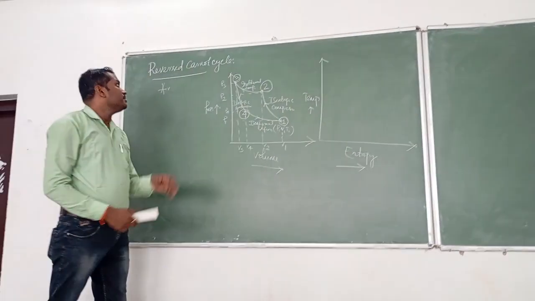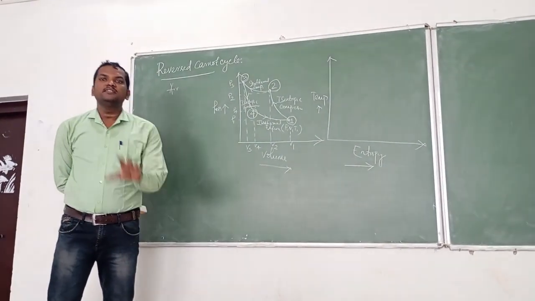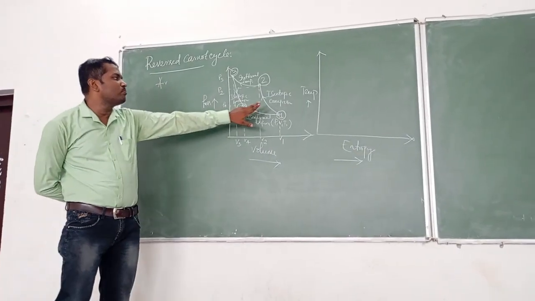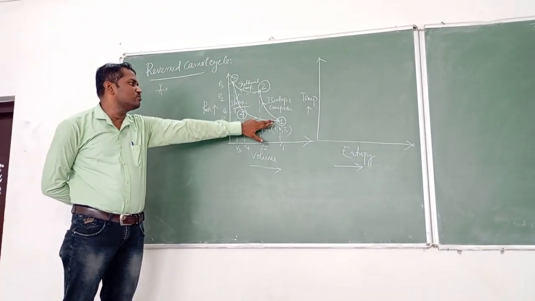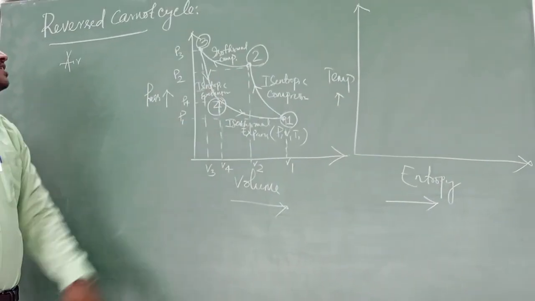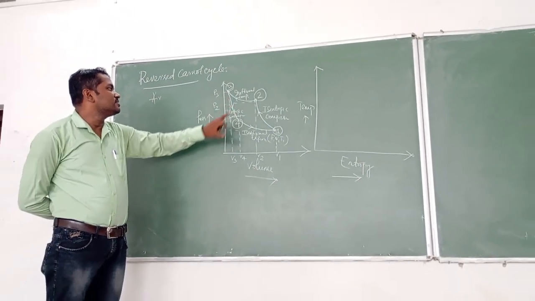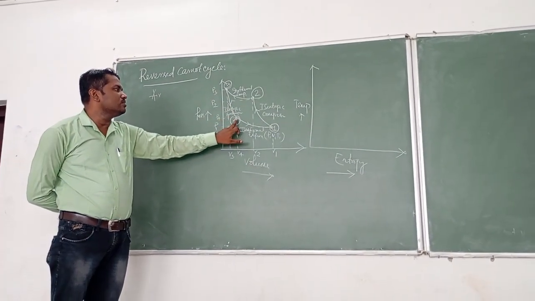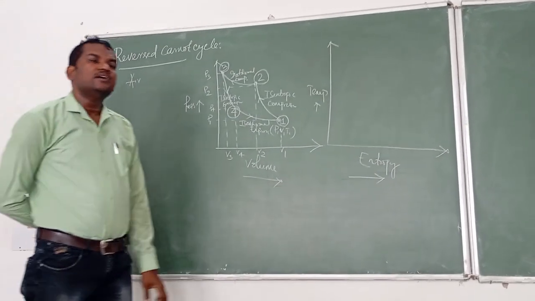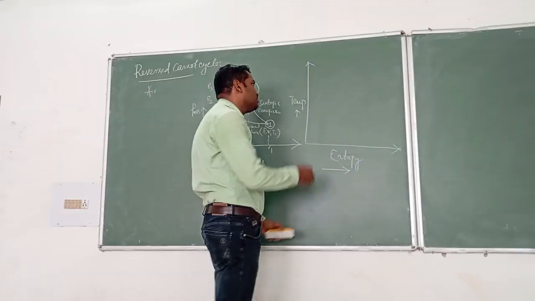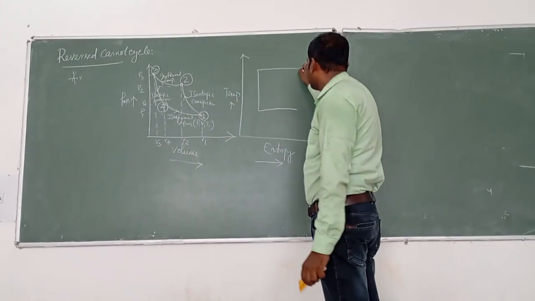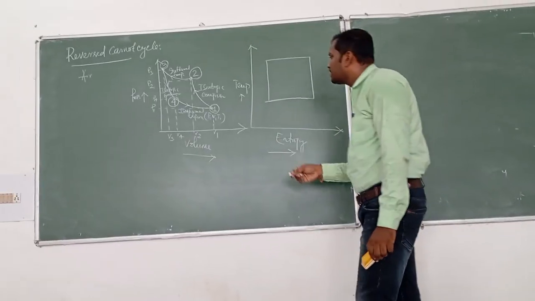In a reverse Carnot cycle, there are 2 isothermal processes and 2 isentropic processes. 1 to 2 is isentropic compression. 2 to 3 is isothermal compression. Then 3 to 4 is isentropic expansion. 4 to 1 is isothermal expansion. This can be drawn in a temperature versus entropy diagram.